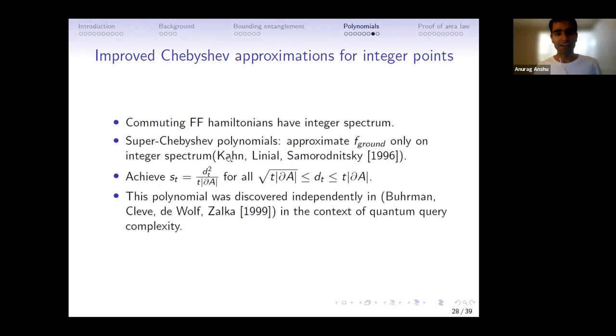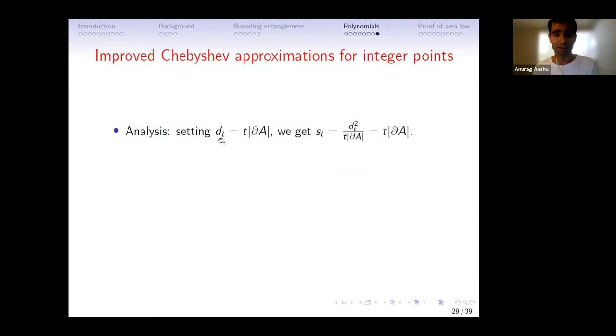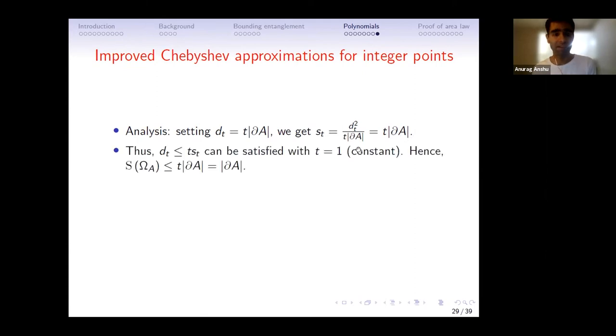All right. So let's take our better polynomial, and let's do the same analysis that I did earlier. I'm going to set B to be as large as possible, and S becomes T times the area, just by simple maths. If you look at this condition, d is less than T times S, it's clear that even if there are big constants here and there, this will be satisfied with T being a constant. And hence the entropy will become T times the area, which is the area law. So we see that by looking closely at the Chebyshev behavior and improving it for the commuting case, we actually get back to the area law, and we fix this issue that was there in the Chebyshev approximation.